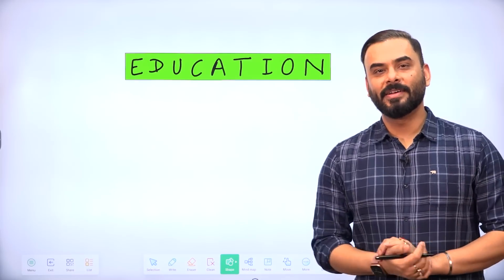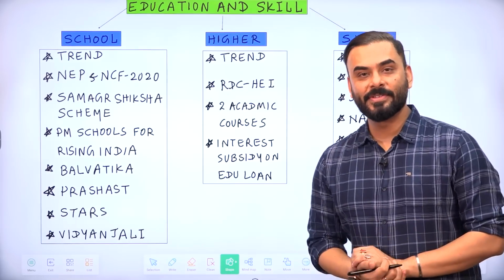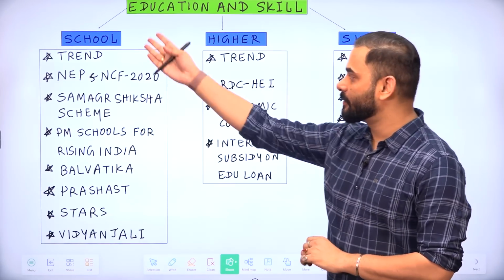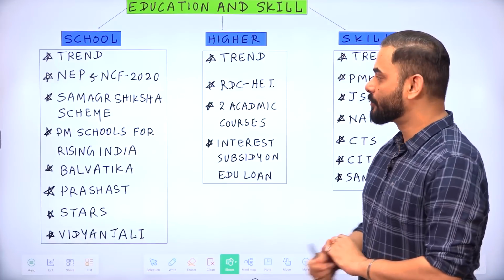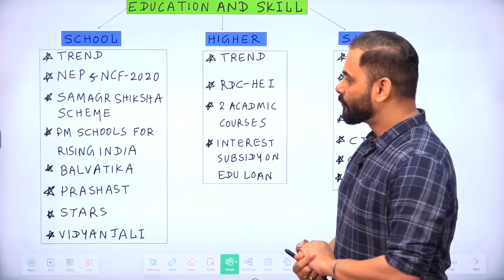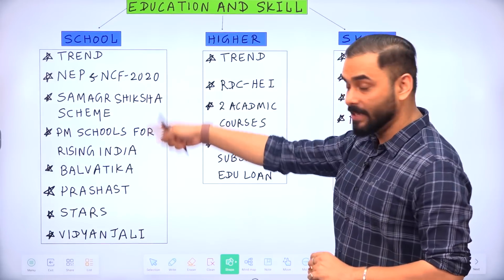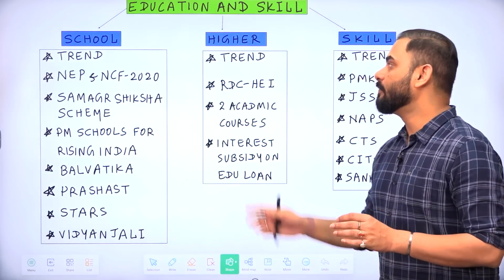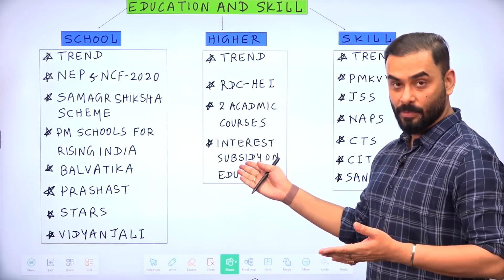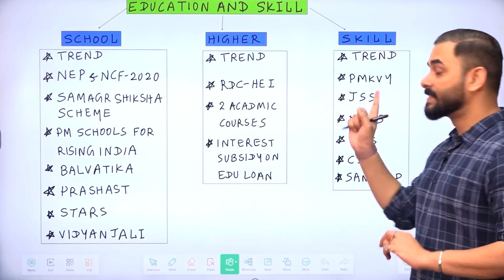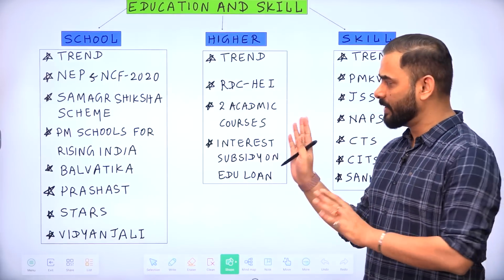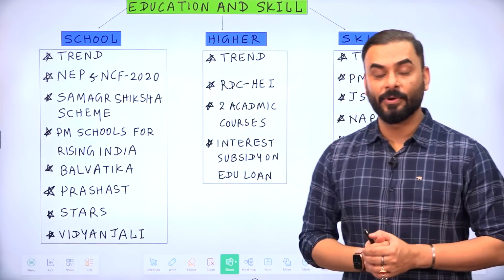Now guys, let us look at the education sector. To understand the developments related to education, we are dividing it into 3 different categories. First is school education. Here we are going to study the trend related to school and then some schemes related to school. I think approximately we are going to study 7 schemes related to school education. Then we will look at higher education. Here also we will first look at the trend and then we will look at 3 more schemes. And then we will look at skill development. Here also we'll look at the trend and then 6 schemes. So in total, 16 schemes we are going to analyze for the education sector.